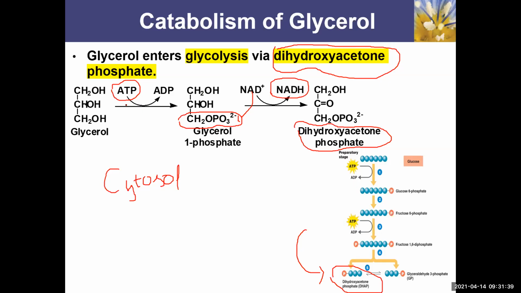So we used 1 ATP here to activate glycerol to glycerol 1 phosphate. Then we used NAD and converted this into the dihydroxyacetone phosphate. Once we have the dihydroxyacetone phosphate, you already know that the isomerization will take place, and the rest of the things will continue for the glycolysis.